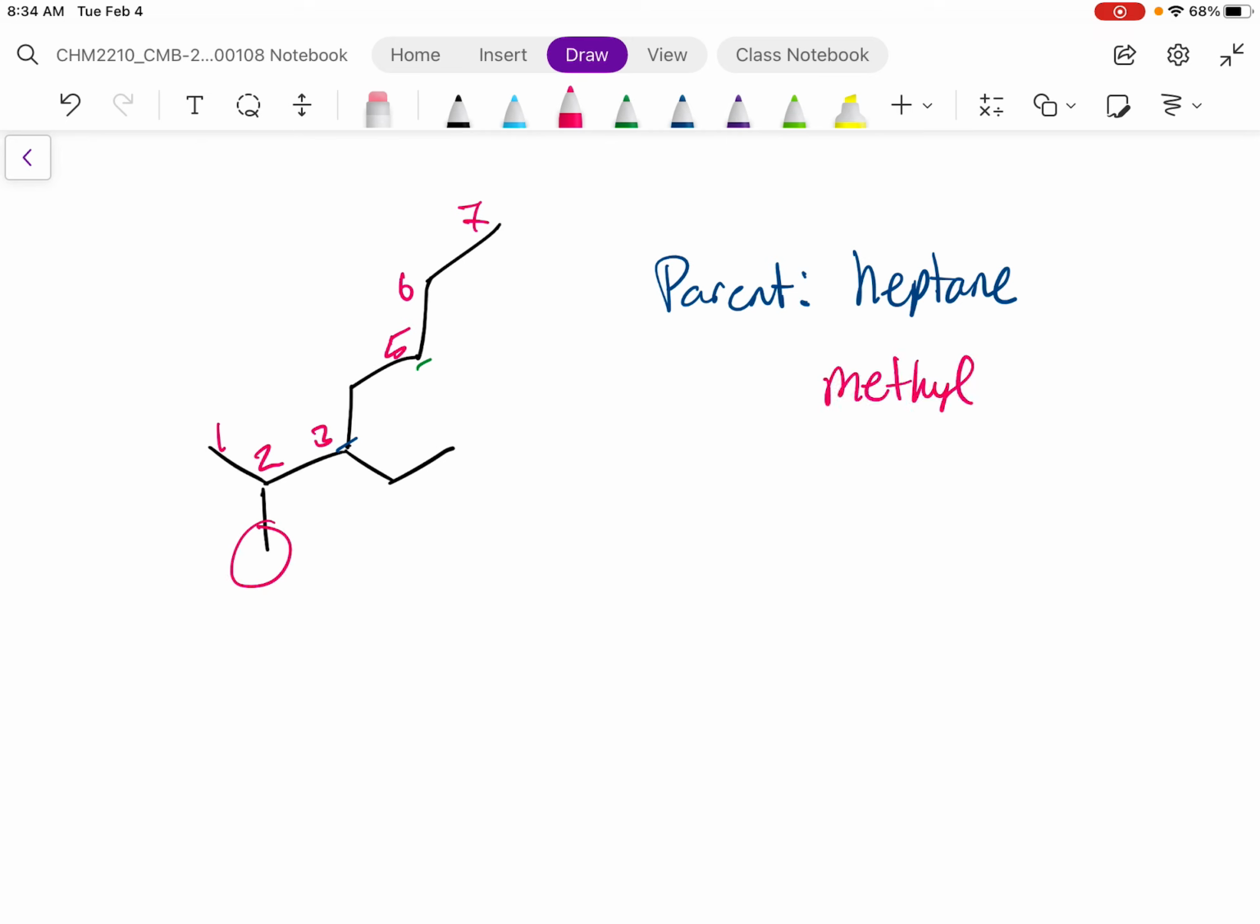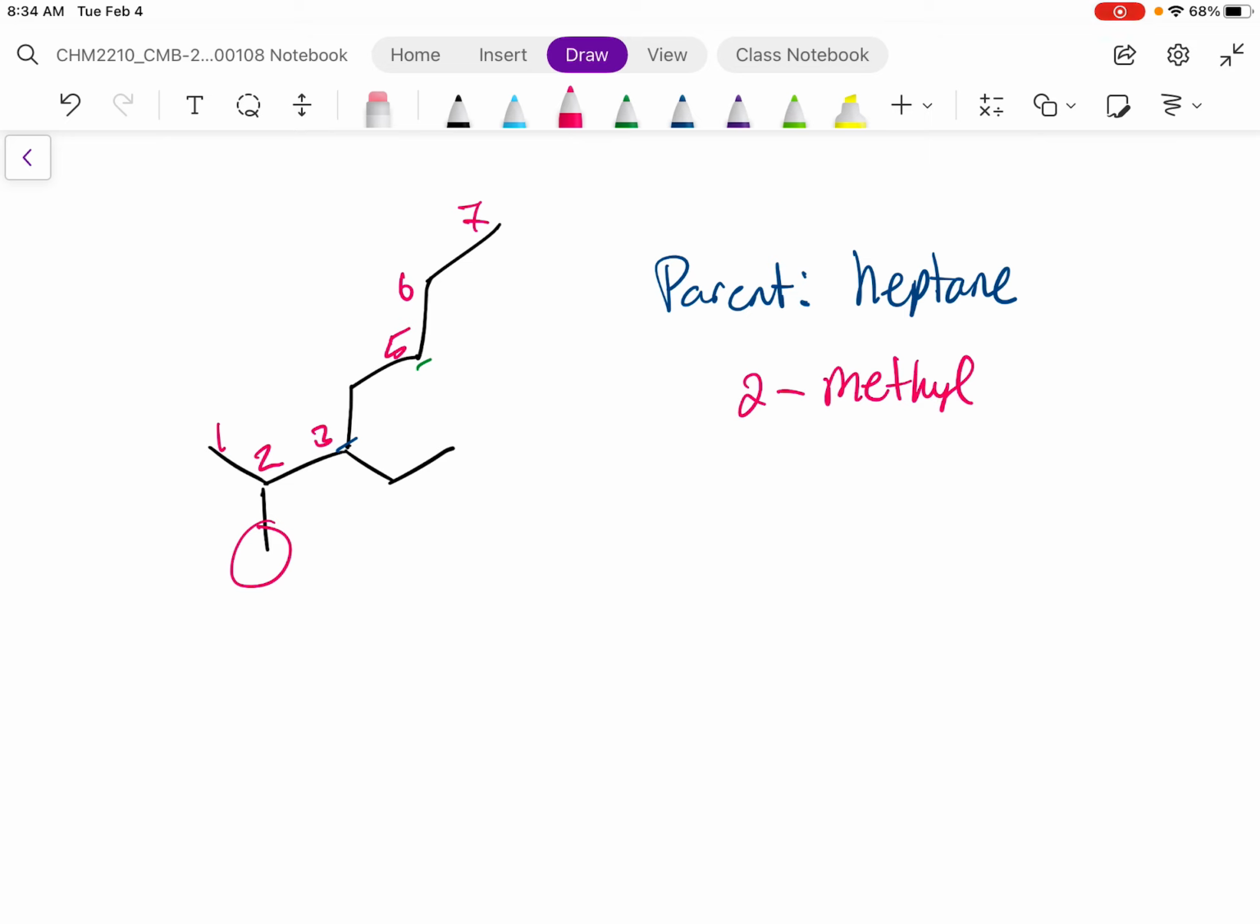Where is the methyl? 2. So 2-methyl. We're telling our readers where that methyl group is. Well, it's at position 2 of the longest continuous chain, which is the parent chain. And now we just put this all together.